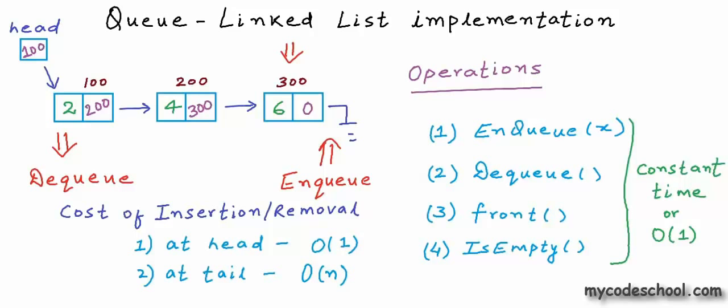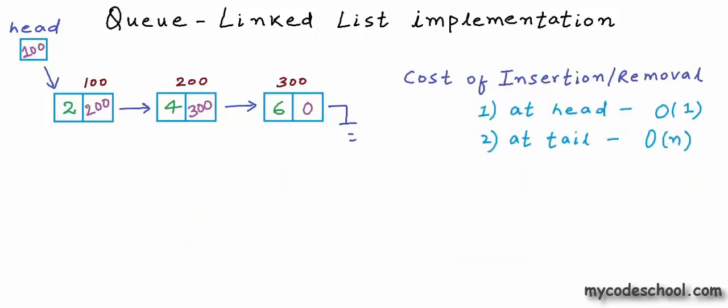In a normal implementation of a linked list, if we insert at one side and remove from the other side, then one of these operations, NQ or DQ, depending on how we are picking the sides, will cost us big O of n. But the requirement that we have is that both these operations must take constant time. So we definitely need to do something to make sure that both NQ and DQ operations take constant time.